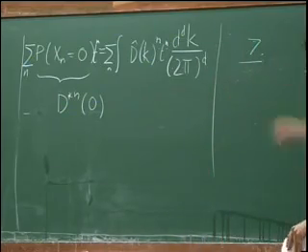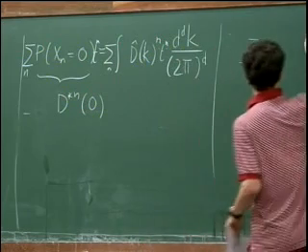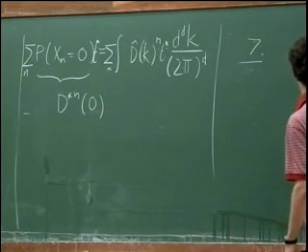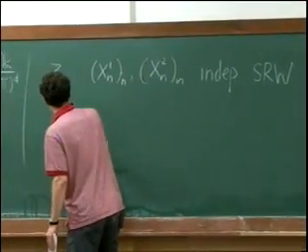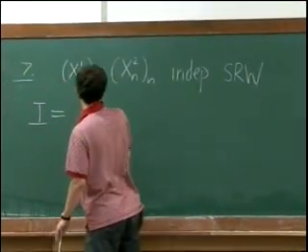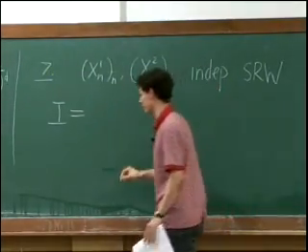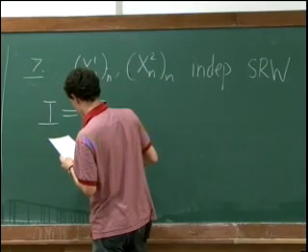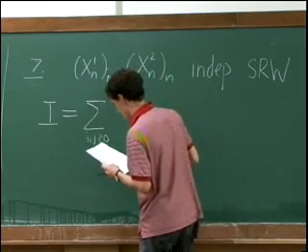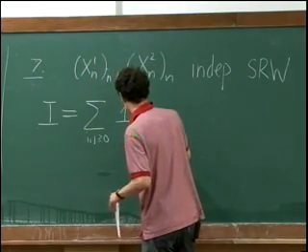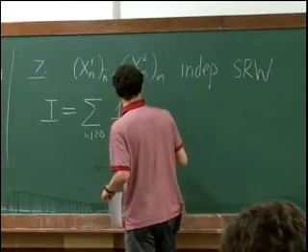The 7th exercise is of a similar flavor. We consider two independent simple random walks, X^1_n and X^2_n. We consider I, which is the number of times these two walks intersect each other, which is the sum over i, j greater or equal to 0 of the indicator that X^1_i is equal to X^2_j.